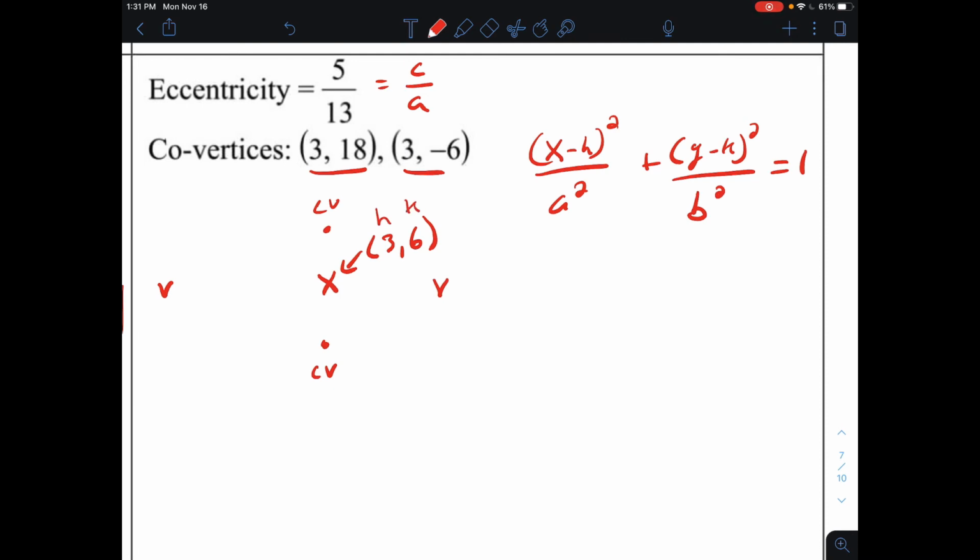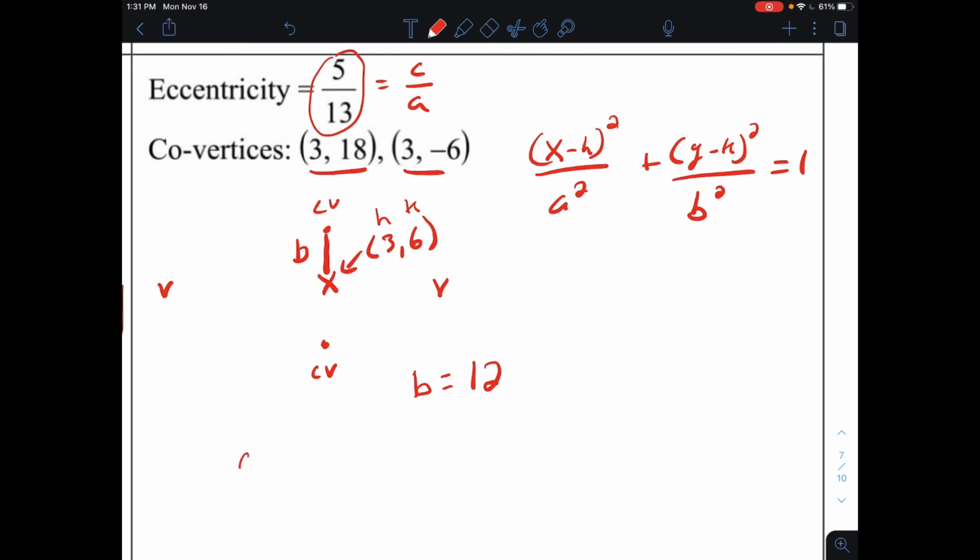Now I need to work my way, and I need to figure out what a and b are. Well, the distance from the center to the co-vertex is b. Now we know where the center is, and we know where the co-vertex is, so b is going to wind up being 12. And so we know that b is 12. Now we got to work our way to figure out, well, what is going to be a, so that way we can write our other denominator. Well, the ratio of c to a is 5 over 13 that we're given here on the right-hand side.